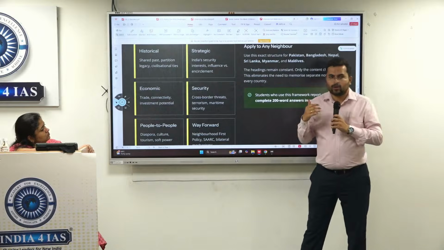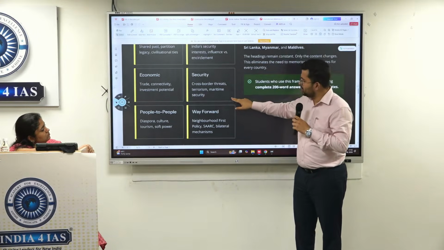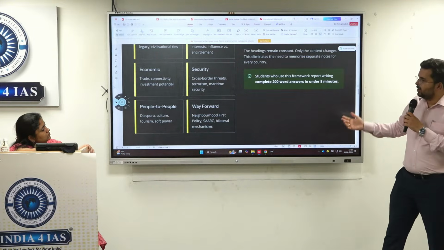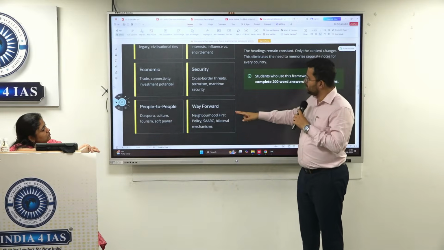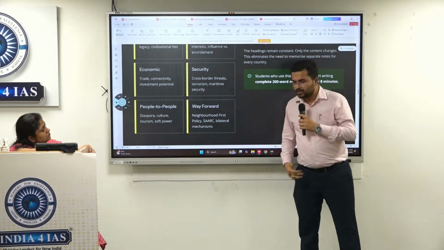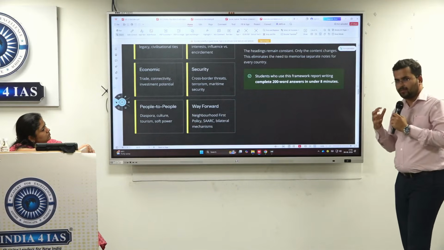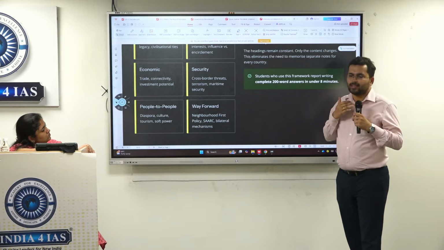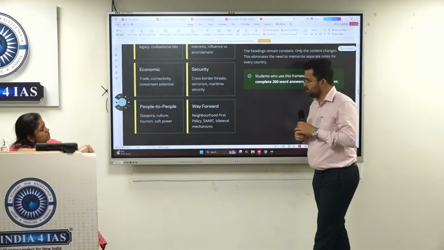Security: there are a lot of cross-border threats, maritime security, large scale migration, a porous border. Way forward: talk about BIMSTEC, SAARC as a platform, and larger interaction with Bangladesh.